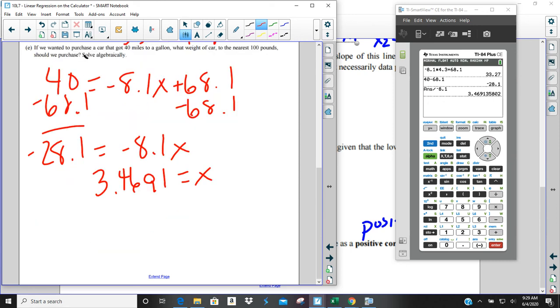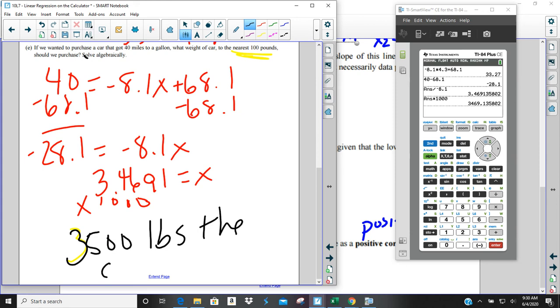So now remember, I had to multiply this number by 1,000, right? Because this was in thousands. It says round to the nearest 100 pounds. So let's figure out what we're going to do here. I'm going to go to the 100 place, which is this 4, but it's going to round up. So the car would be 3,500 pounds.